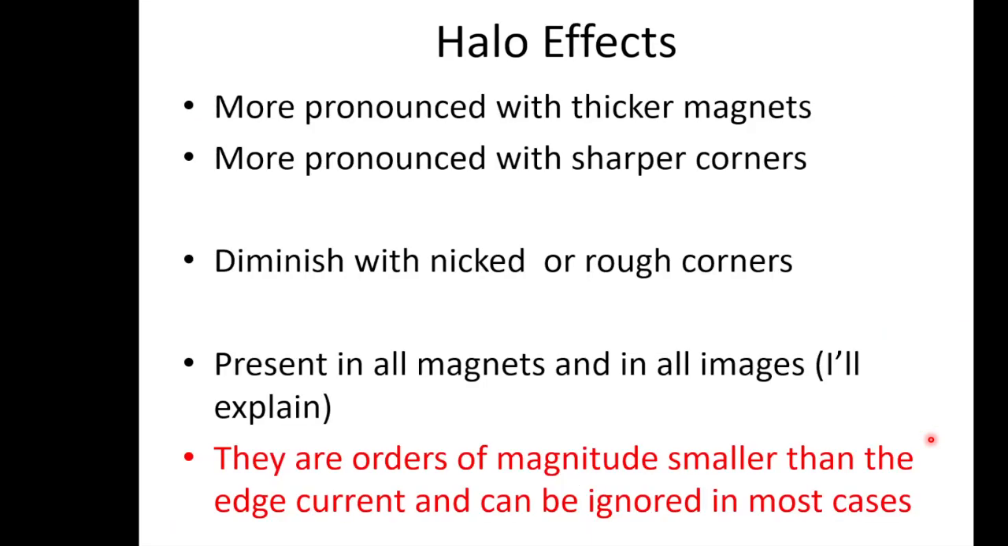Okay, but more about halo effects before we show you the demonstration. Halo effects are more pronounced with thicker magnets, and they're more pronounced with sharper corners. Their effects diminish with nicked or rough corners. The halo effects are present in all magnets, in all images, and I'll explain that later. But remember, they are orders of magnitude smaller than the edge currents, and for most things can be ignored.